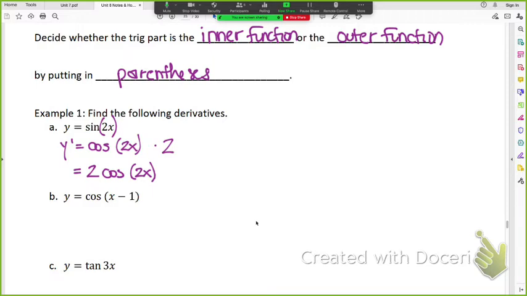All right, so b is even kind of simpler because there's already parentheses there. What's the outside function? Cosine, right? So we first take the derivative of the outside function. What's the derivative of cosine? Negative sine. Keep what's inside the parentheses and then multiply by what? The derivative of the inside function, which in this case is just what? 1. Which doesn't change anything in this case, but you just have to be careful. Okay. Any issues so far?